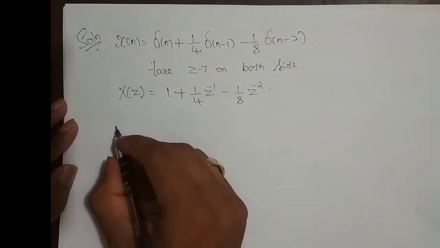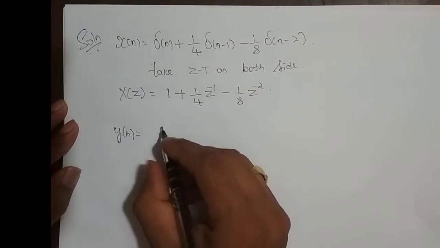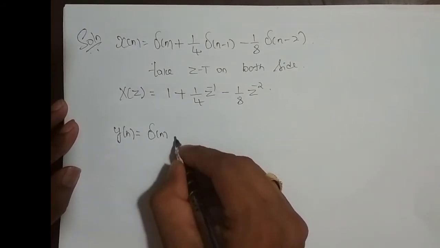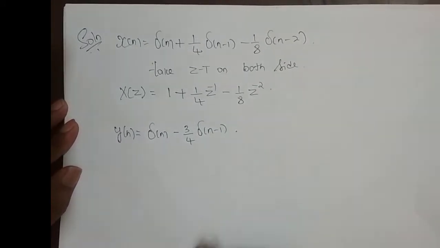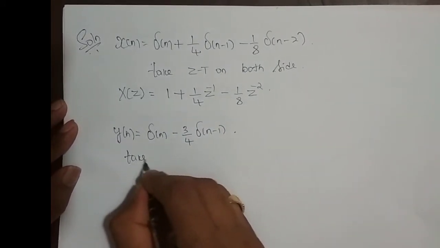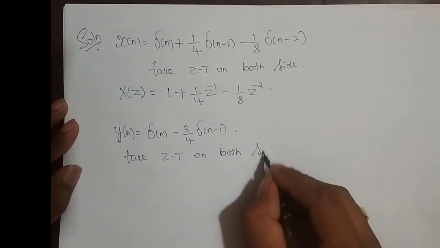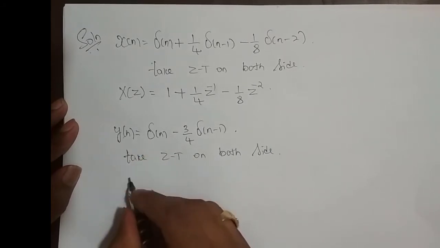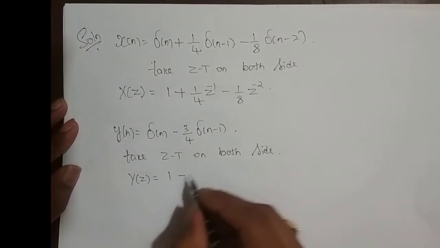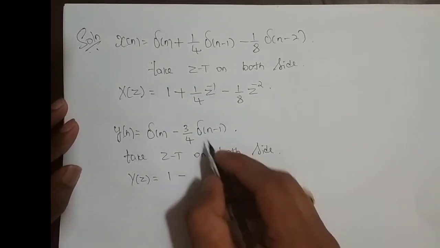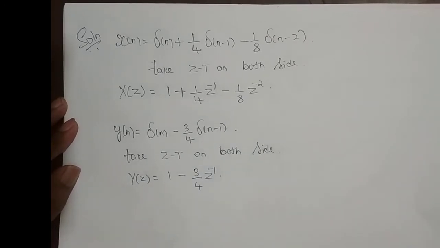Fine. So what is the output given? The given output is y of n equal to delta of n minus 3 by 4 delta of n minus 1. So we take the z transform on both sides. What do we get? What is the z transform of y of n? It is Y of z, equal to: what is the z transform of delta of n? It is 1. Minus, what is the z transform of 3 by 4 delta of n minus 1? It is 3 by 4 into z power minus 1.